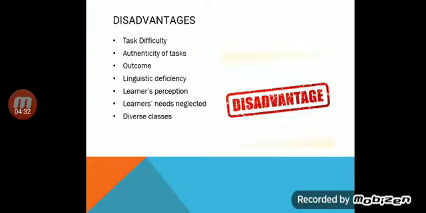The learner's perception. If the learner perceives that the task is related closely to his or her needs, they tend to adopt an achievement orientation. The learner's needs neglected. Most language learners have specific needs. People learn a second language or foreign language so that it is useful for them. In diverse classes, the tasks prescribed may be relevant for a few learners, and for others it may be too difficult, and for some others it may be too easy, and they may feel that it is a waste of time to perform the task.